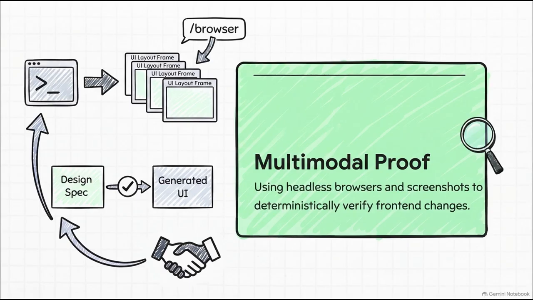AI-generated code is by definition untrusted input until it's verified. We talked about test-driven feedback loops earlier, but what about the front end? Well, we can actually utilize multimodal visual proof using the /browser command. What this does is invoke headless browser drivers to render your UI layout frames in real time.